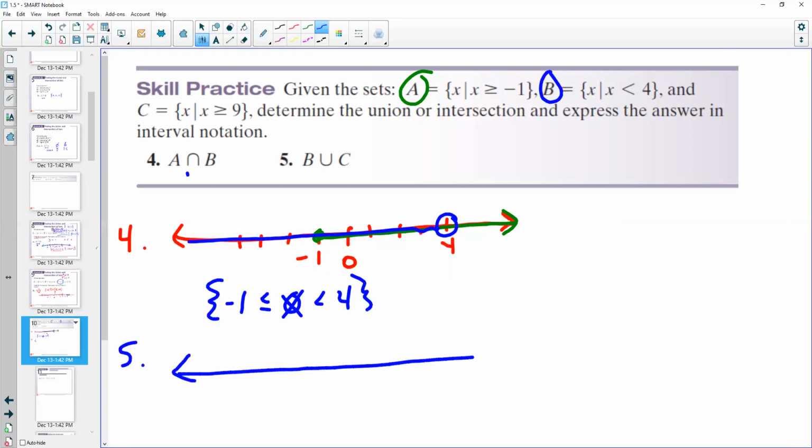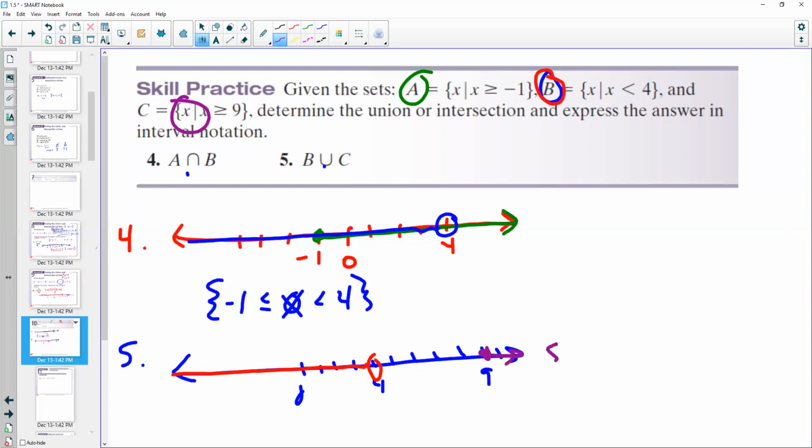Let's try 5. So it's B or C. So B, 1, 2, 3, 4, 9. Let's do B in red this time. So x is less than 4. Goes that way with an open circle. We just did that. x is greater than or equal to 9. Let's do that in purple. Closed circle, equal to 9. So this one they don't connect, but as long as it's or, they're fine.